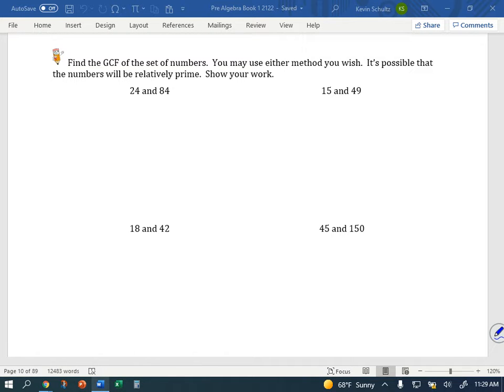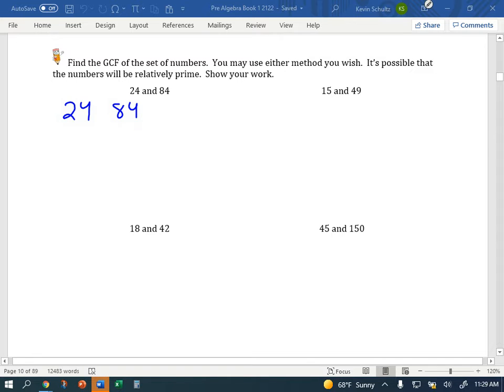So either way you did it, you should still get the same answer. If you're finding that you're getting a lot of these wrong as we go over them, maybe switch it up. Try something else. If at first you don't succeed, try again, but sometimes try doing it a different way. So 24 and 84, let's use the box method here, the grid method.